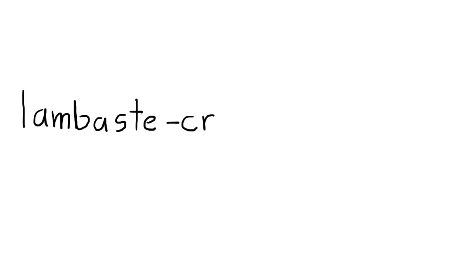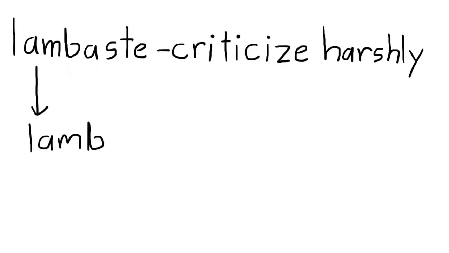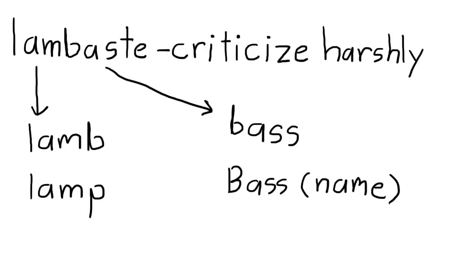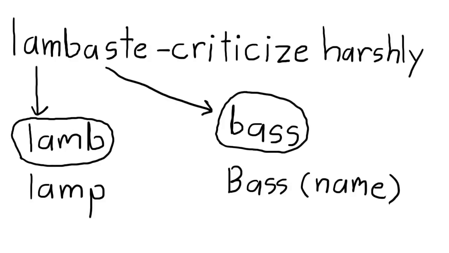Suppose we want to memorize the word lambaste, which means to criticize someone or something harshly. For the first syllable, lamb, we can use lamb, the animal, or lamp, the thing that generates light, as the substitute word. Now for the second syllable, baste, we can use bass, the musical instrument. And I also happen to have a friend named Bass, so personally I can use his name as the substitute word as well. But let's use lamb, the animal, and bass, the musical instrument, together.